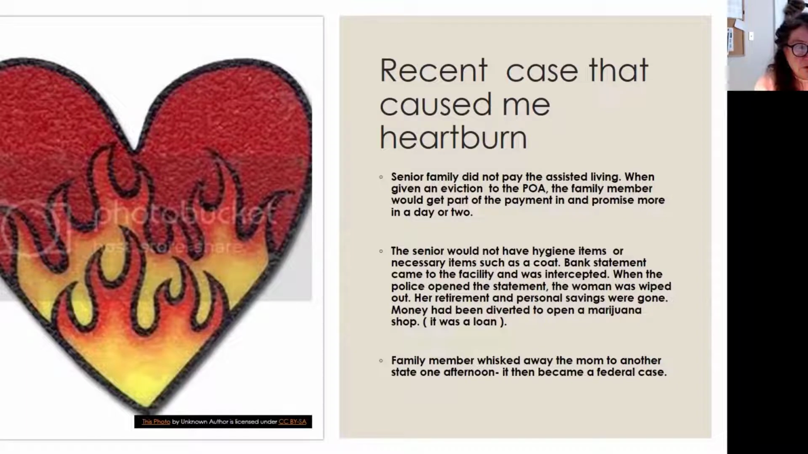Again, extremely challenging case. That one actually got bumped up to the federal level because it was such a huge amount of money.